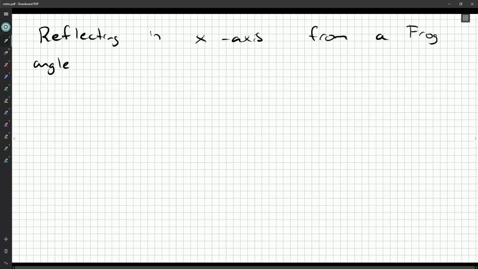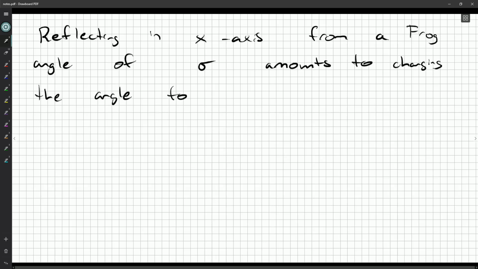Okay. So reflecting in the x-axis gives, well, reflecting in the x-axis from a frog angle of, here I guess I can use sigma, amounts to changing the angle to 2 times the angle of the line you're reflecting in, but it's the x-axis, so we can assume it's 0. Now, earlier in the question we used 180, but remember we're working mod 180, so who cares at that point, minus the angle you start with. So this would just be minus theta.